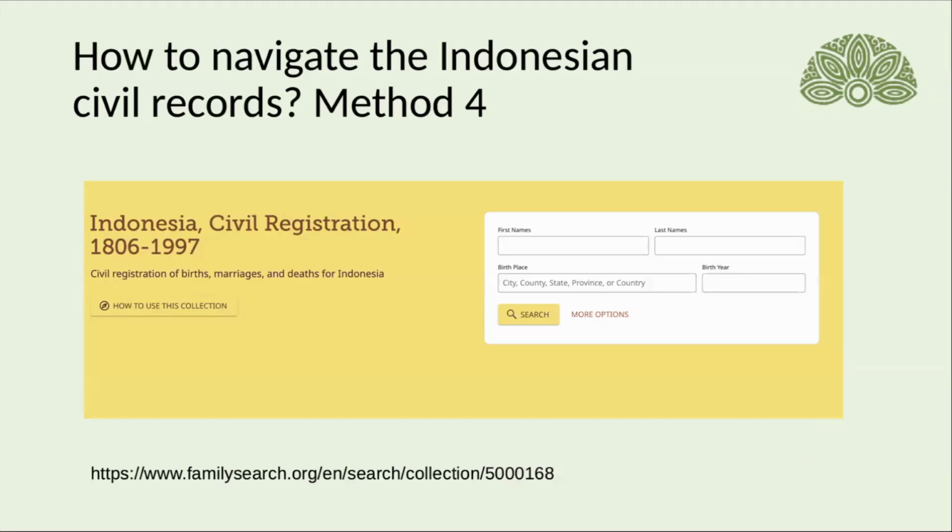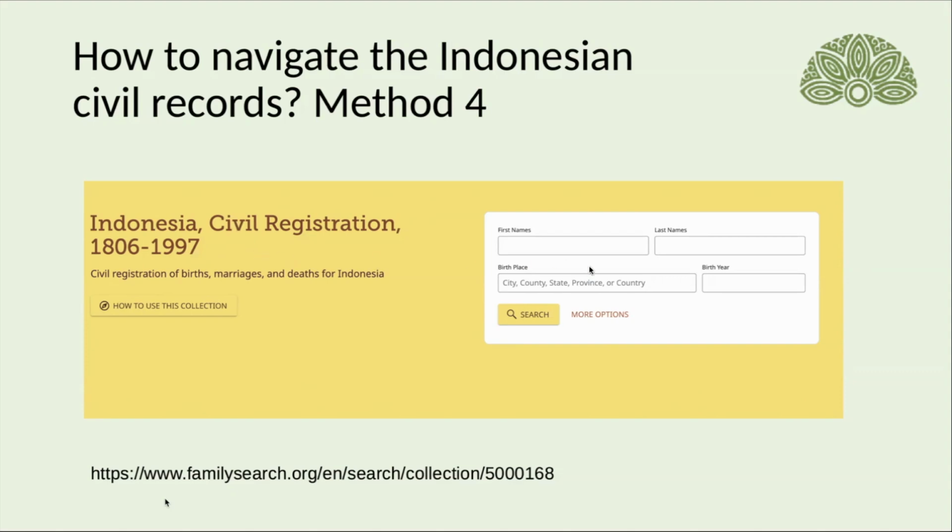Okay, now here is method 4, and it's a bit of a revolution. It's on the same site, FamilySearch.org. A couple of months ago, suddenly a web page appeared: Indonesia, Civil Registration, 1806 to 1997. It's almost too good to be true. And it is too good to be true, because the civil registration didn't start until 1828. There might be a fragment of something earlier, and it's very incomplete.